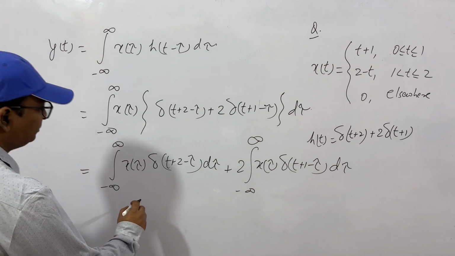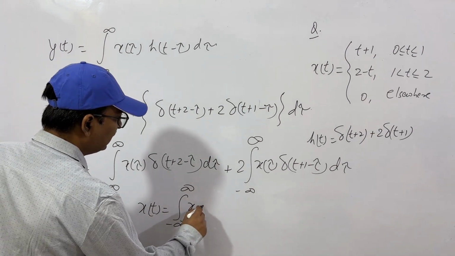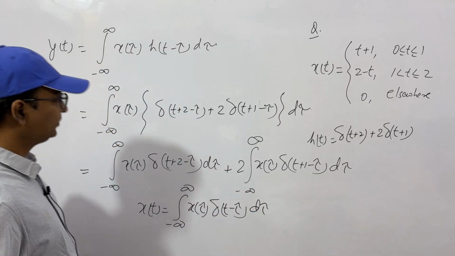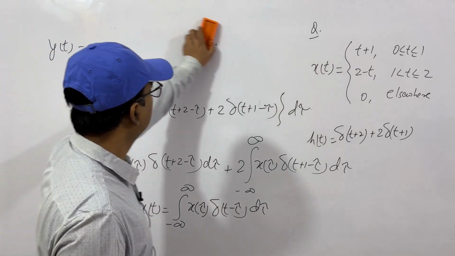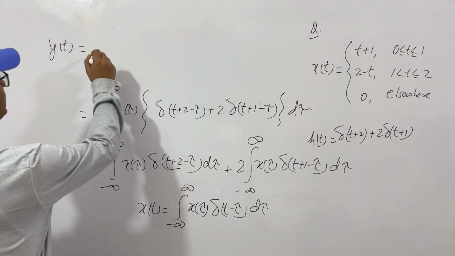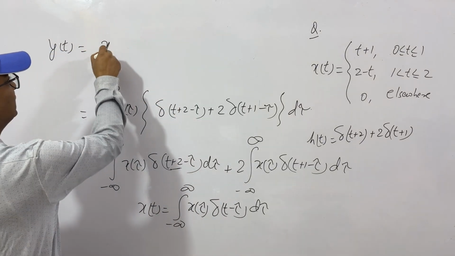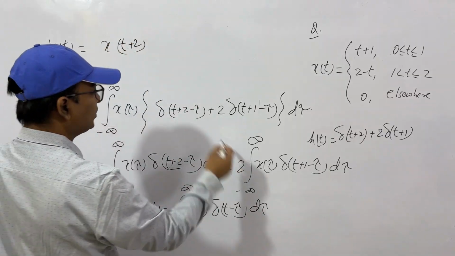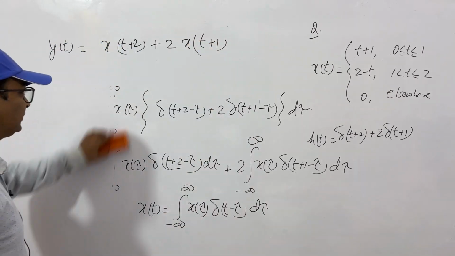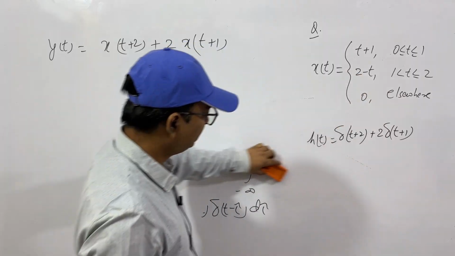Now if you remember, we say that x(t) is equal to the integral from minus infinity to infinity of x(tau) delta(t minus tau) d tau. This is the definition. So using this definition, what is the meaning of this? See, this is t minus tau, so this is this. So this means x(t plus 2), these are continuous signals. So x(t plus 2), then plus 2 x(t plus 1). So we have got our signal. Now we'll resolve it into this form.